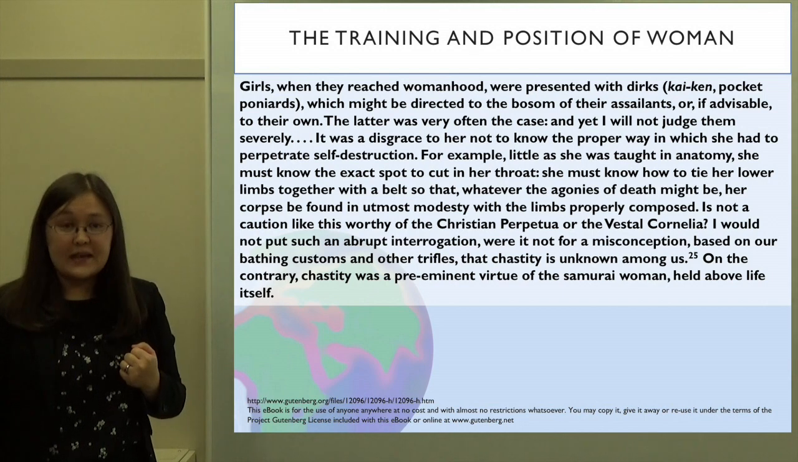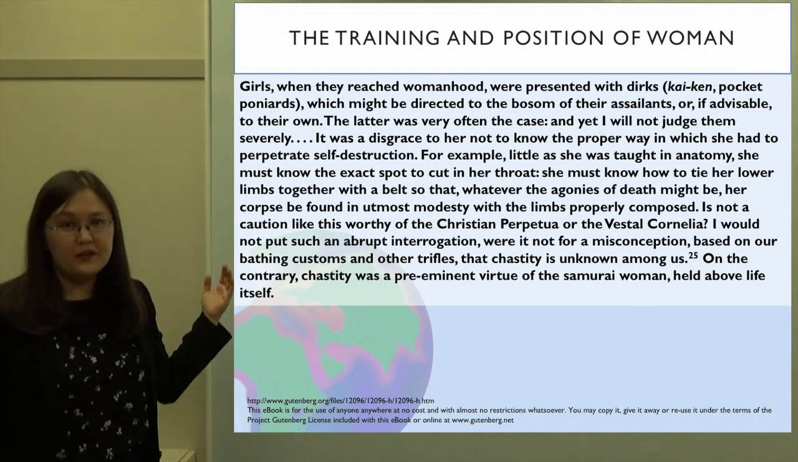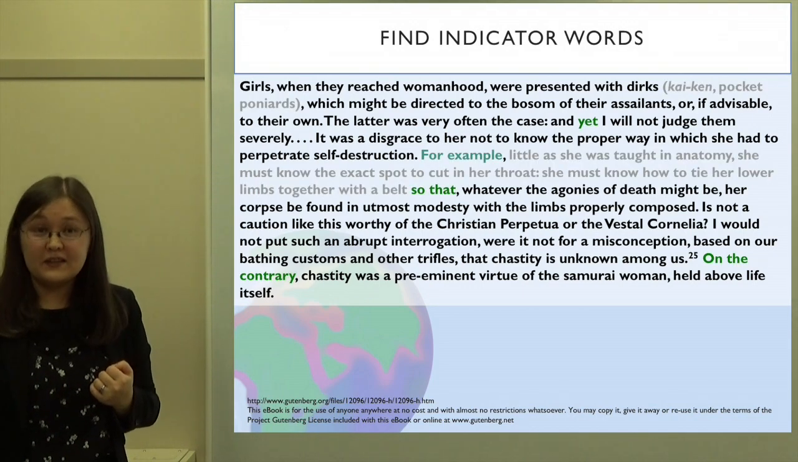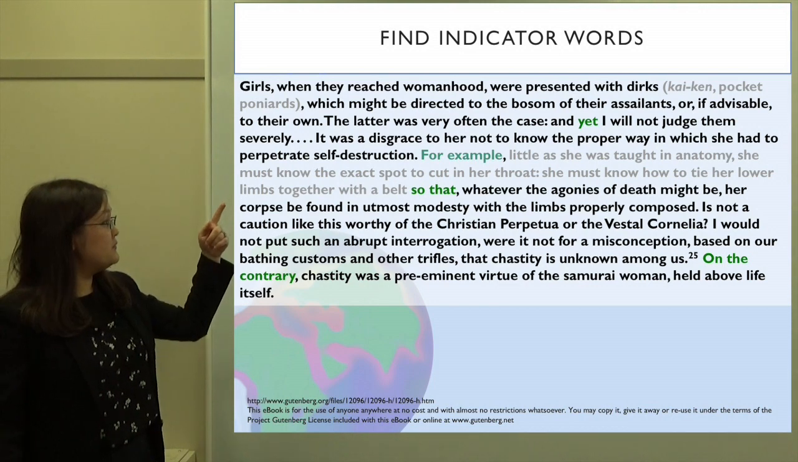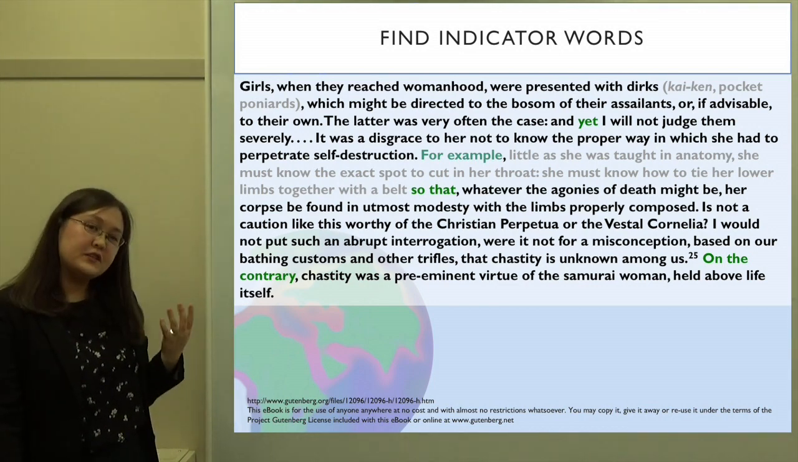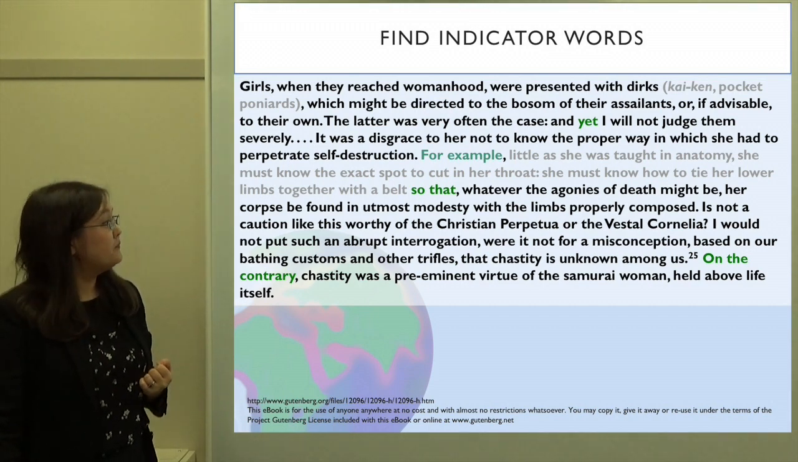So let's look at another example. Here again, we just have the text. It's hard to read, hard to see what to look for. So first, we need to find the indicator words. So we have yet, so that, on the contrary. These are all great words that show us the location of the conclusion.